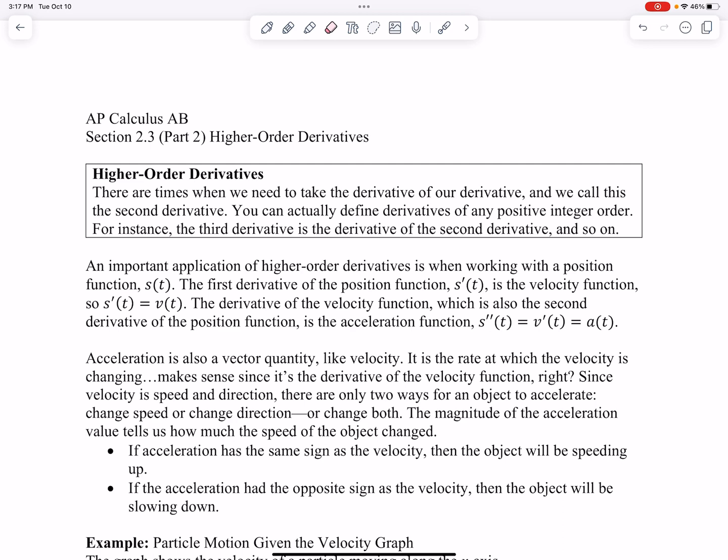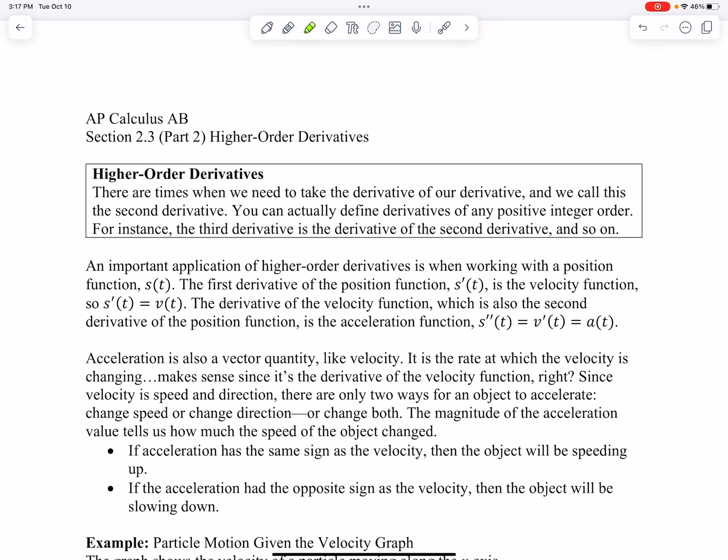And since velocity is speed and direction, there's only two ways for an object to accelerate. So either there's a change in speed, or there's a change in direction, or both are changing. So the magnitude of acceleration tells us how much the speed of an object has changed. And in our exploration last class, we determined how you could justify that an object is speeding up versus slowing down.